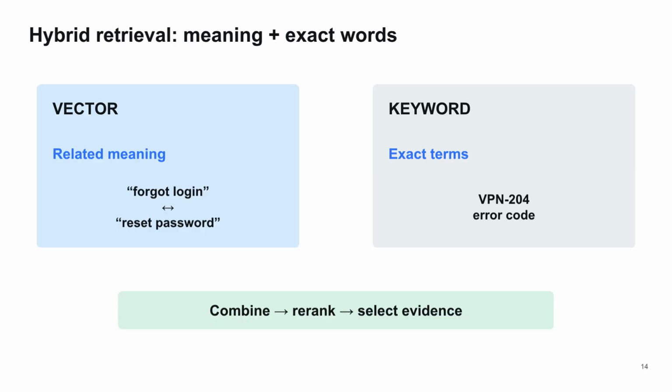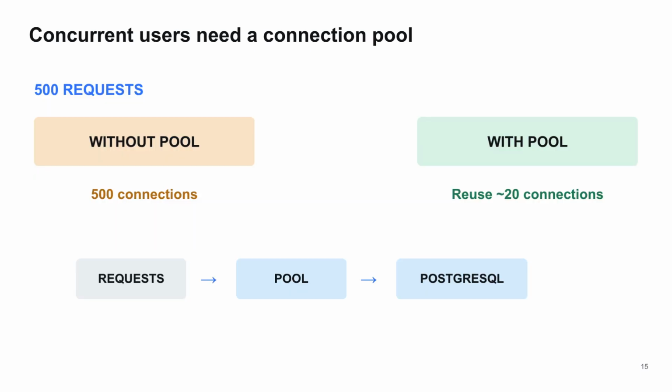And then let's talk about vector search. Vector search handles related meaning even when wording changes. Meanwhile, keyword search handles exact IDs, names, and error codes. Enterprise RAG often combines both candidate lists, optionally reranks them, and selects the best evidence.